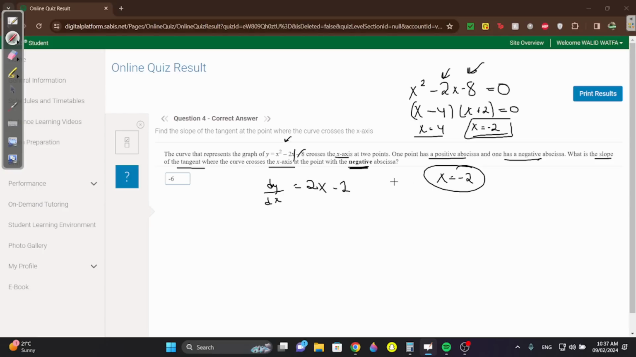How do we find the slope? We plug in minus 2. Plug in your x. It becomes 2 times minus 2 minus 2. So it will become minus 4 minus 2, which is minus 6. Okay? Question 5.